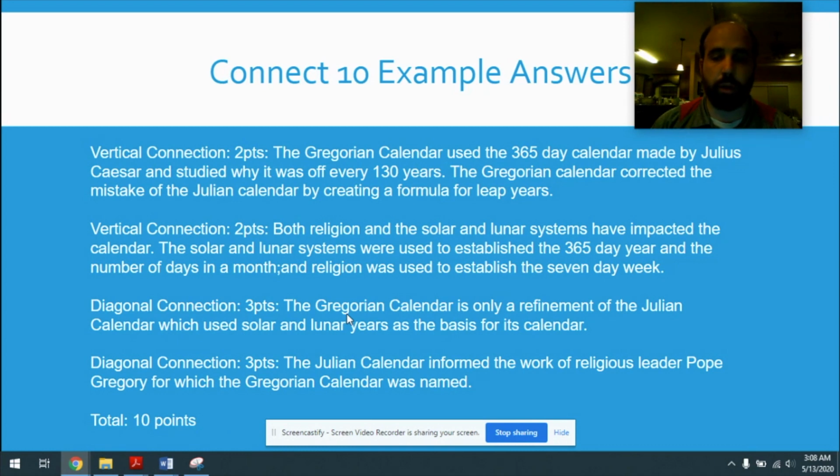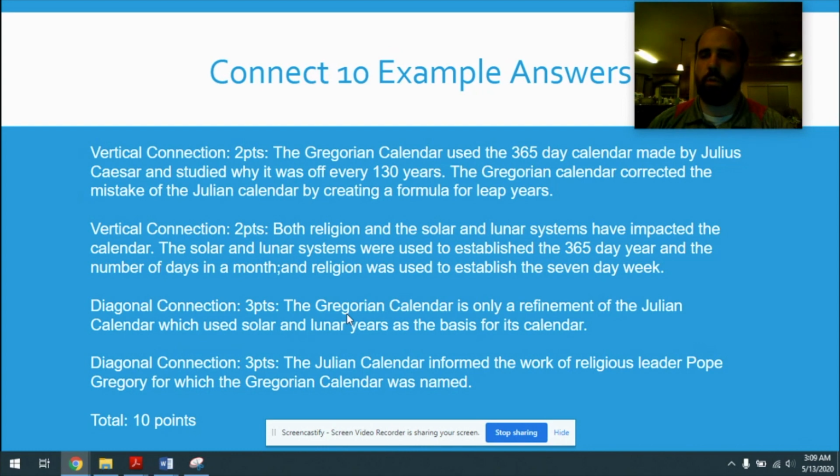This would have been the Gregorian calendar in the solar and lunar systems, a diagonal connection here. The Gregorian calendar is only a refinement of the Julian calendar, which used solar and lunar years as the basis for the calendar. So again, connecting, that's why we still have 365 days. The months are dated the way that they are, and all of that is still influencing those.